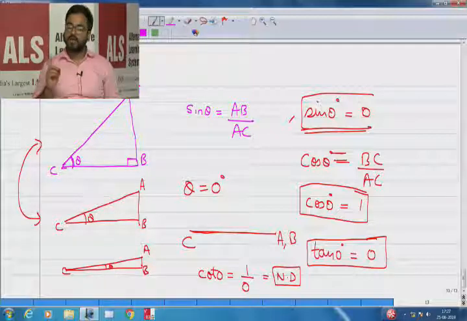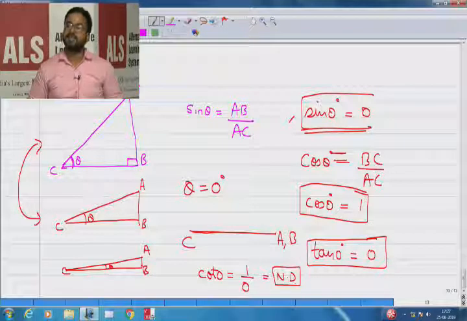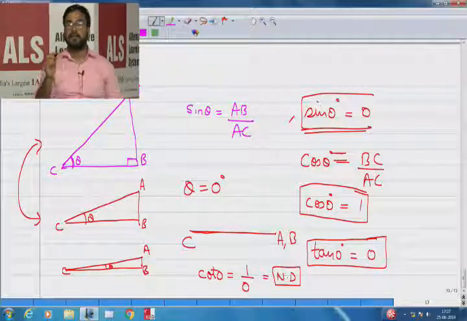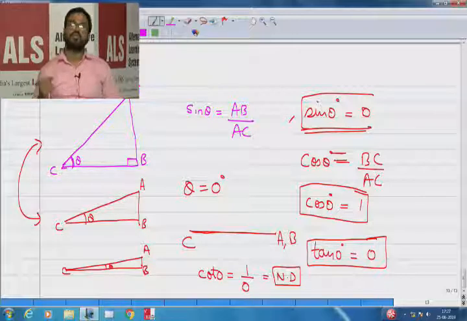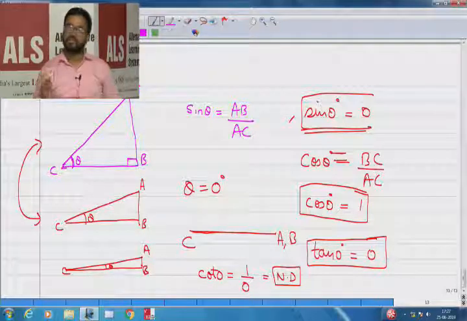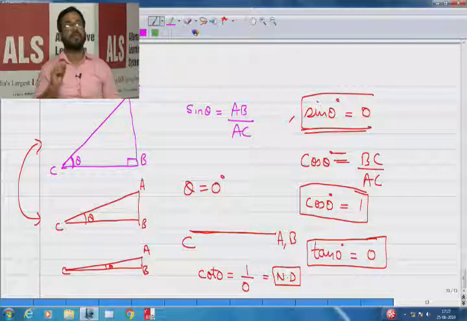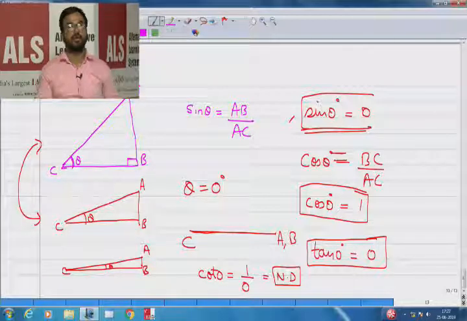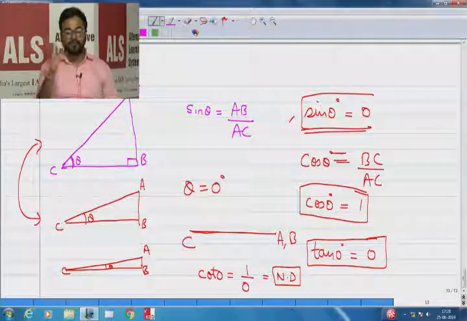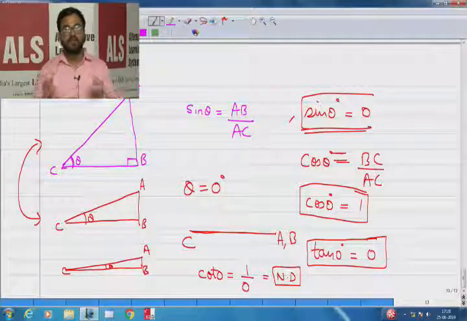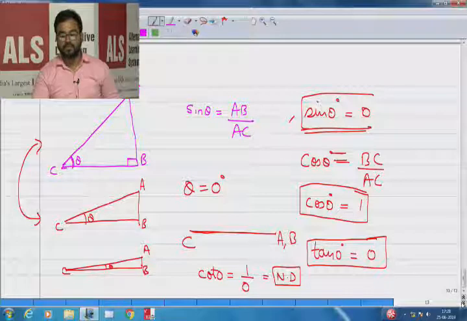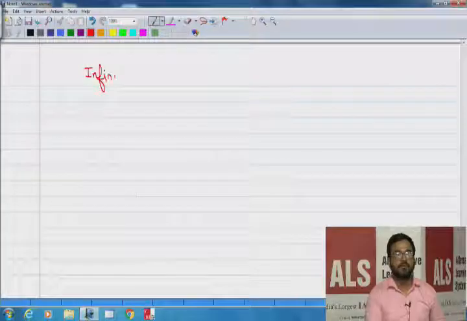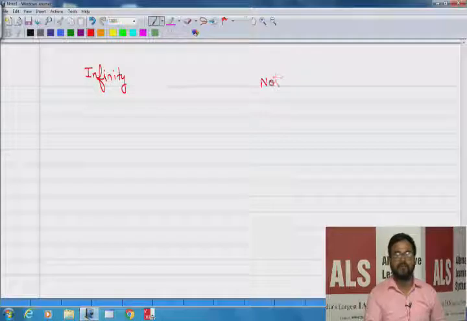No. Cosec 0 is not infinity. There is a difference between infinity and not defined. This is the major issue. Most of the students are having difficulty in this one. You are saying cosec 0 is infinity. That is not right. Cosec 0 is not defined. Similarly, cot 0 is not defined. Let me tell you what is the difference between infinity and not defined. Make a note of this thing. This will always be helpful to you. The difference between infinity and not defined.